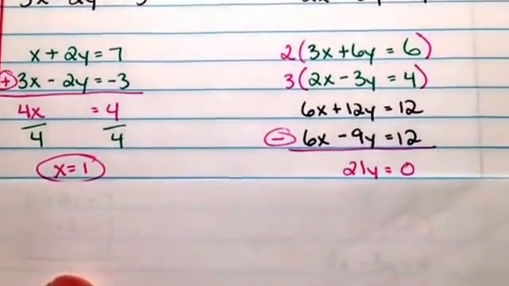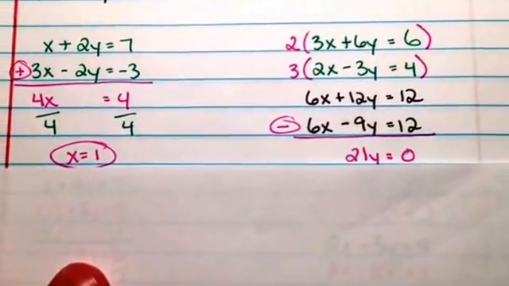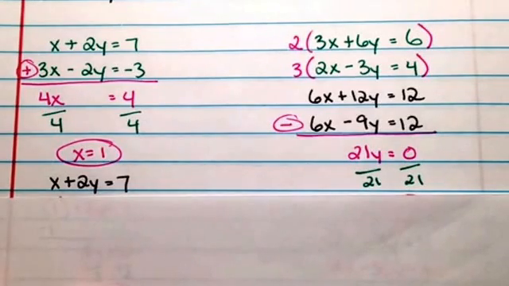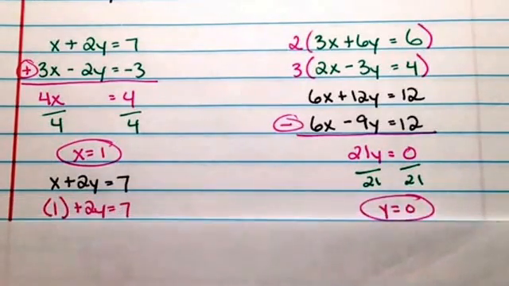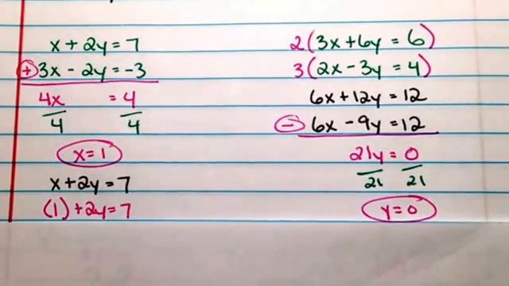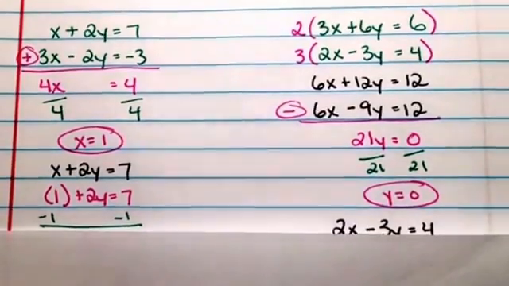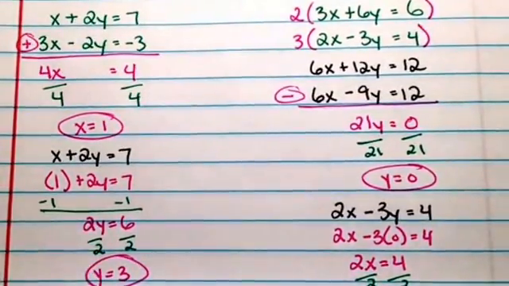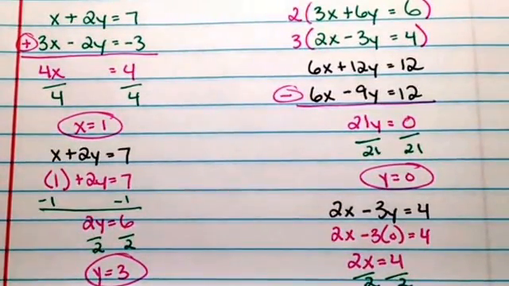What do we do with that? Plug it back into one of the original equations. I chose this one. Replace the x with 1. Solve the equation. You get y equals 3. So the two circled answers are your solution.